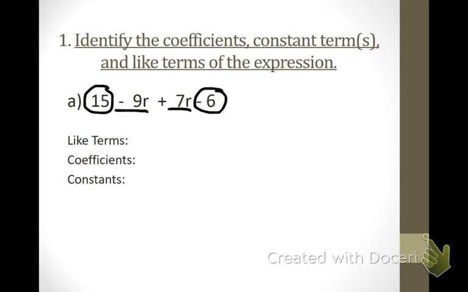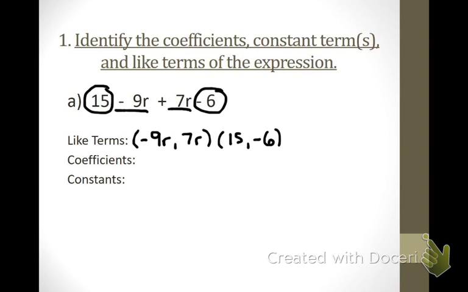So in parentheses, we're going to go ahead and put like terms down, negative 9r, comma, 7r, because those are alike. They both have an r in them. The other like terms are what, guys? 15 and negative 6, because they're constants. They're numbers that stand all alone by themselves.